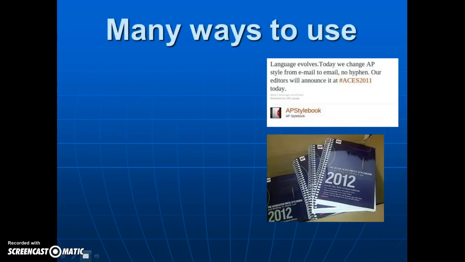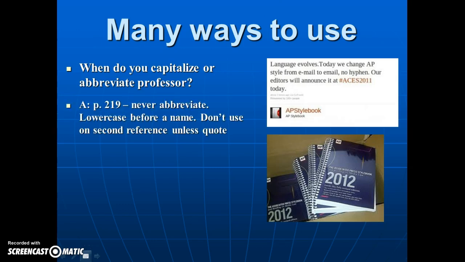Okay, so there are many ways to use the Stylebook. When you capitalize or abbreviate, let's say you're interviewing a professor. For example, you can go to P and look under professor, and it's going to tell you there: lowercase before a name, don't abbreviate, don't use on second reference. So in addition to titles, which we'll go over, you can look up the specific entry.